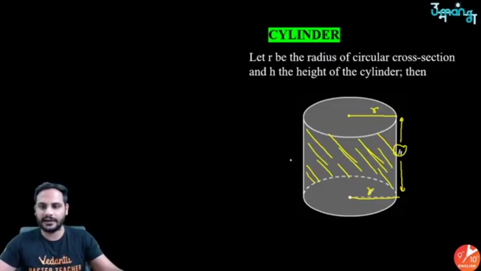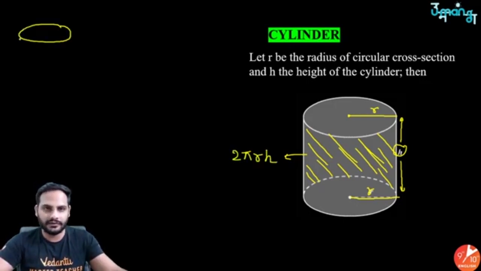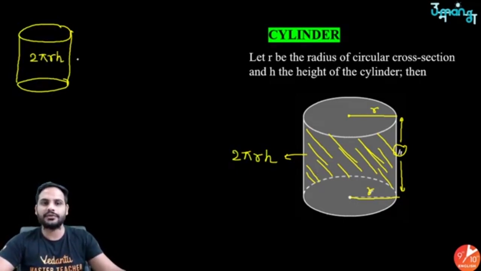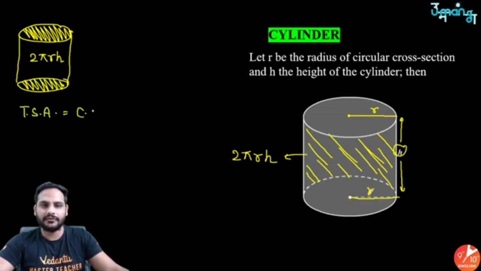So its area is 2 pi r h. Now if I know the curved surface area is 2 pi r h, to get the total surface area I need to add the area of the top as well as the area of the bottom. So TSA can also be written as the curved surface area, plus the area of the top, plus the area of the bottom.